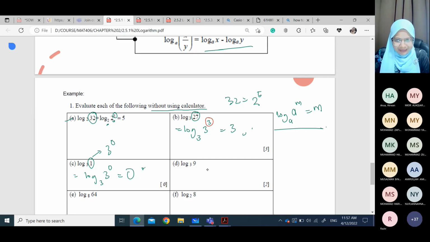Dapat. Dapat. Alright, good. Okay, so this one log 3 9. So 9 kita dah tahu dah. 9 it is about 3 to the power of 2. So log 3 3 squared. So the answer here is 2. Okay.